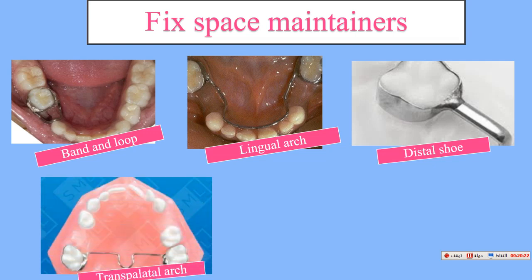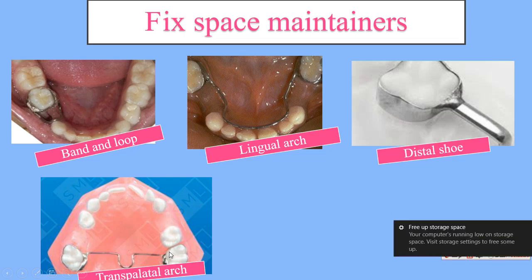Another type of the fixed space maintainer is the transpalatal arch. This is for the upper, as seen in this picture. It is used for unilateral missing, only unilateral premature loss of deciduous teeth in the upper. As seen in this picture, there are two bands on the upper first permanent molars from one side to the other, perpendicular to the palate.